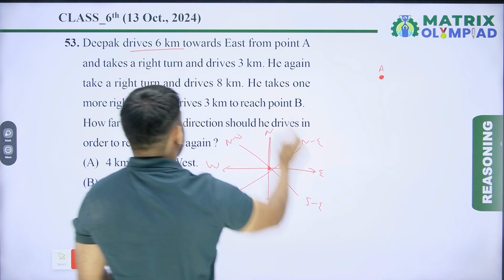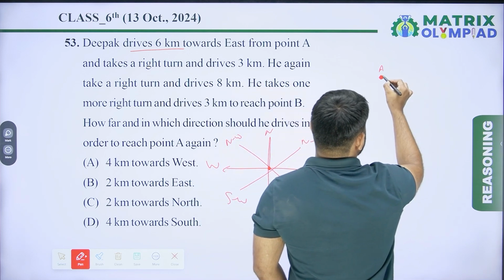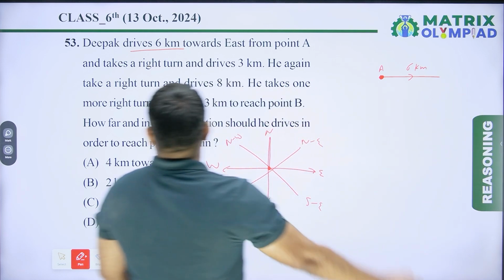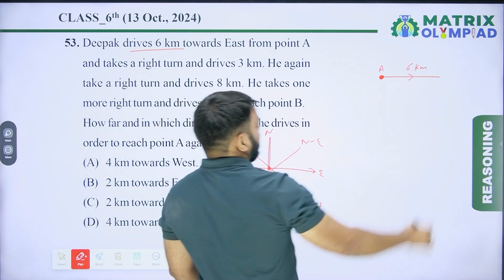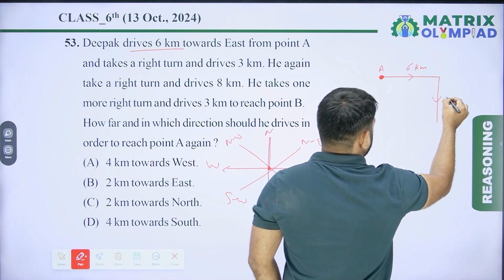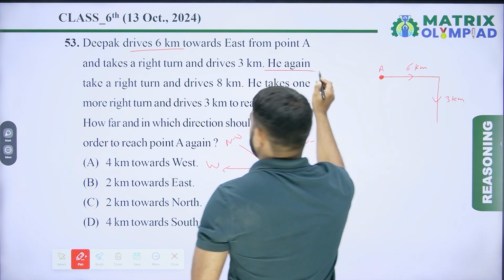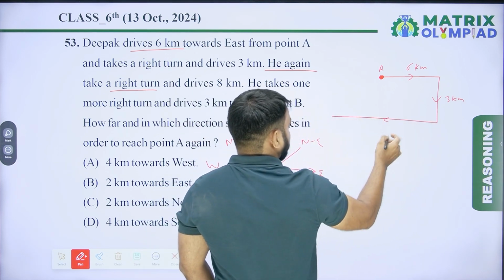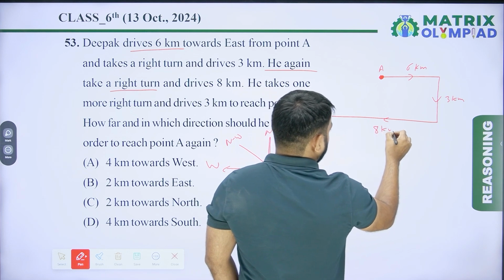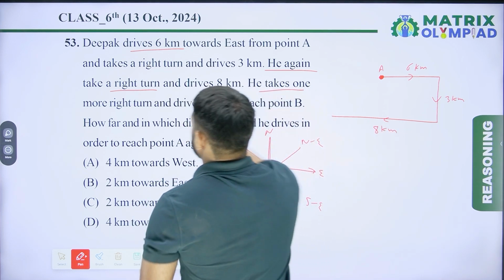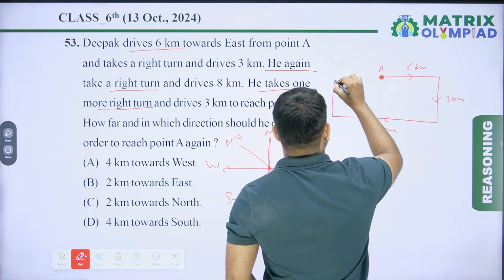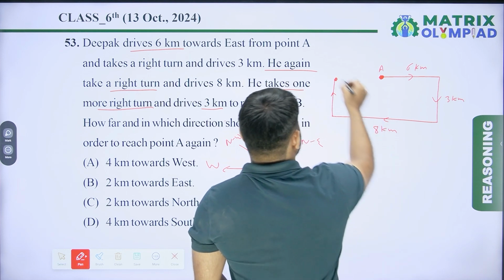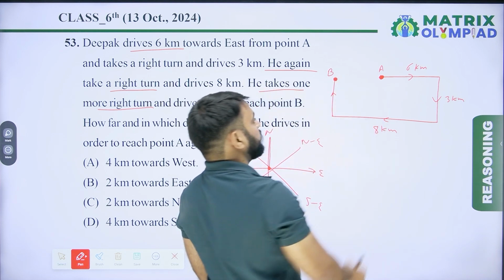Now Deepak drives 6 km towards east. So this is the east of A. So Deepak first drives 6 km towards east direction. Now he takes a right turn and drives 3 km. Now after this, he again takes a right turn and drives 8 km. Now after this, he takes one more right turn and drives 3 km to reach point B. So this is the point B. So this is the final point of Deepak.